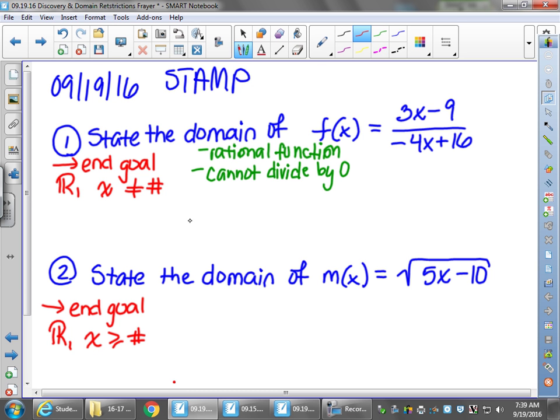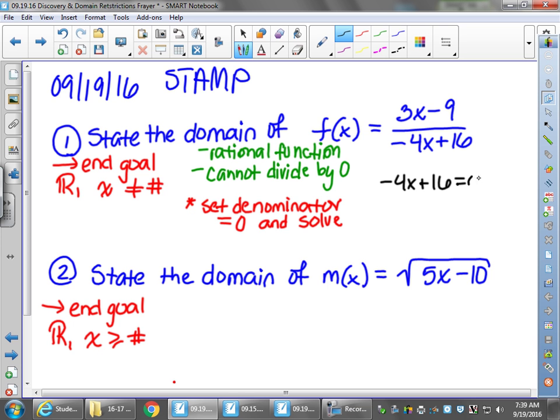Let's take some notes. Set denominator equal to 0 and solve. So we're going to take negative 4x plus 16, set it equal to 0, and then we can solve this together. I'm going to subtract 16 from both sides.